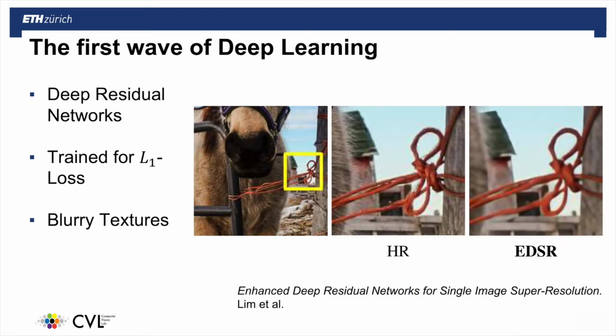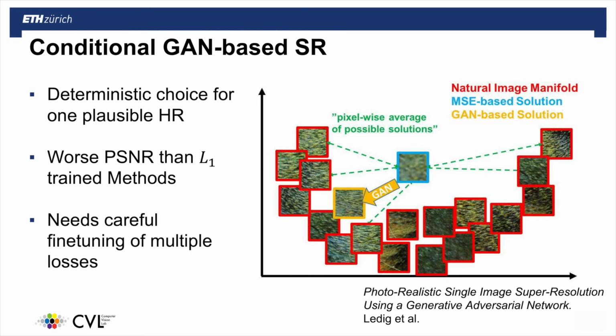The first wave of deep learning uses the L1 loss as the training objective. As you can see in the picture, the super resolutions are still quite blurry. To improve the realism, Ledig et al. introduced the combination of the adversarial loss and the GAN loss.